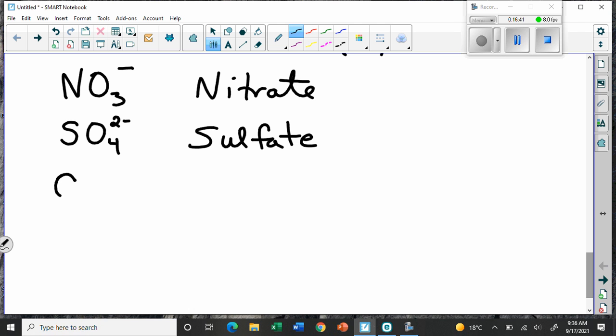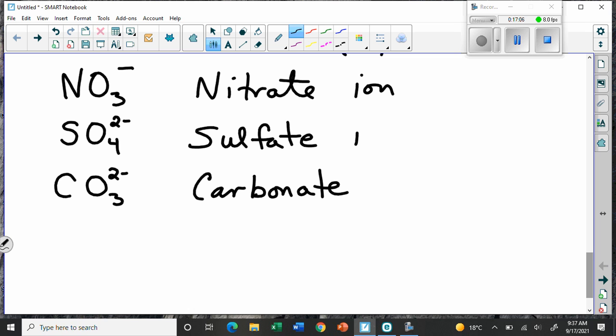Let's do this one. There's one where carbon combines with 3 oxygens, kind of like the nitrate did, but in this combination, it's a 2 minus. What do you think that one's called? Carbonate. The carbonate ion. So why don't we put ion after each of these? So we know. Okay?